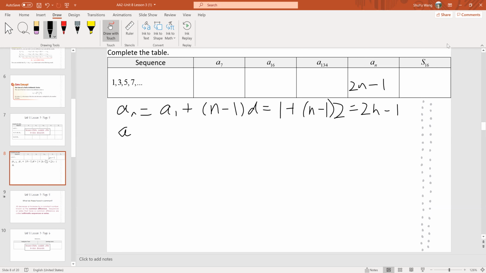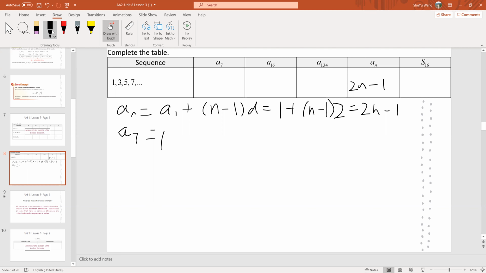Okay, with the general rule of the nth term, it is easy to find a sub 7, a sub 16, and a sub 134. Okay, so if you want to find a sub 7, let's replace n with 7. So that will give you 2 times 7 minus 1, which is 13.